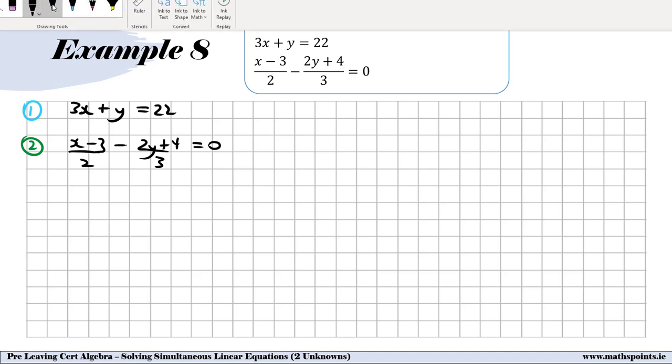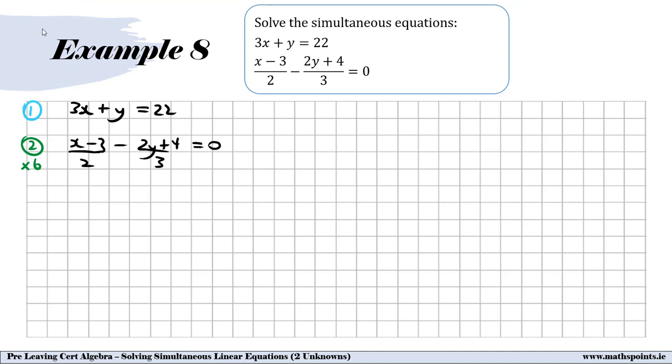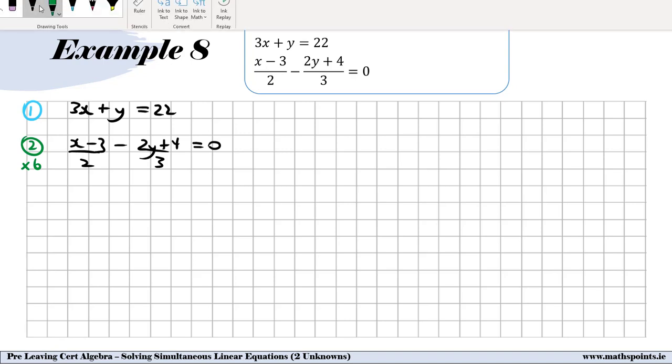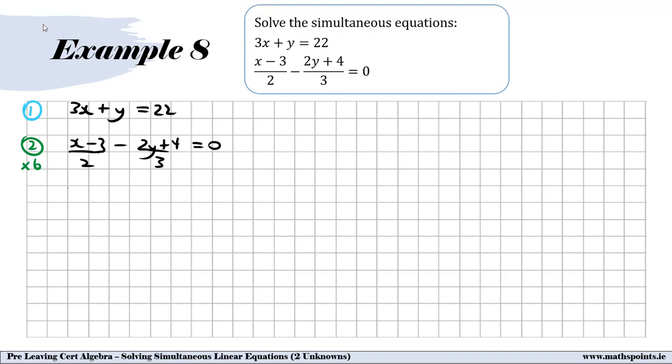I'm going to multiply across by the lowest common denominator in this question, which is 6, since 2 and 3 both go into 6. And if I multiply across by 6, it will get rid of all the fractions in the question. So the left-hand side becomes 6 on x minus 3 over 2 minus 6 on 2y plus 4 over 3. And technically we're multiplying the right-hand side by 6 as well, even though we have a 0 on the right hand side, and anything multiplied by 0 will still give 0.